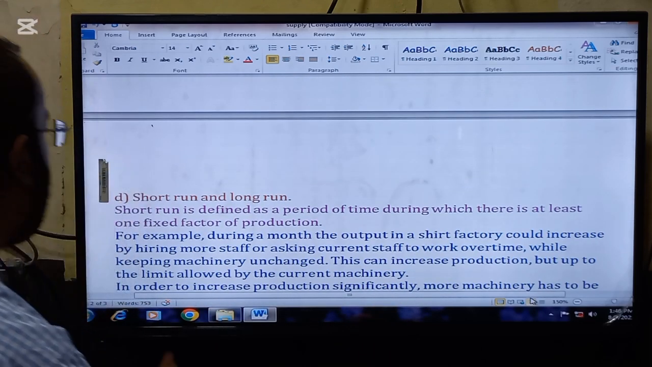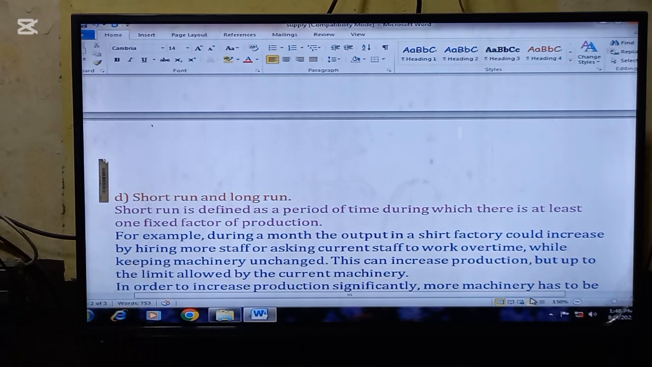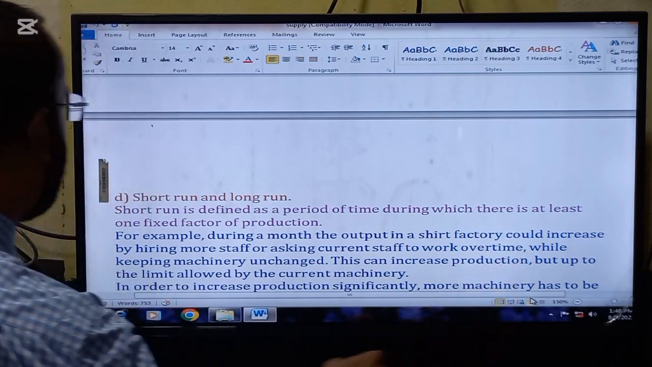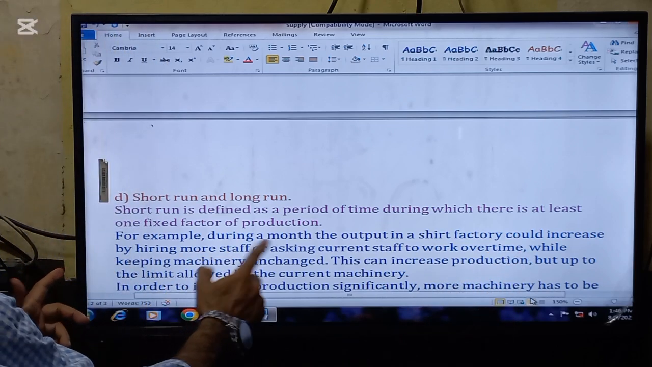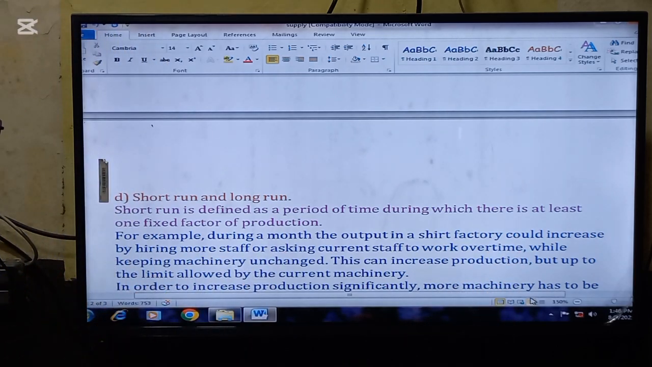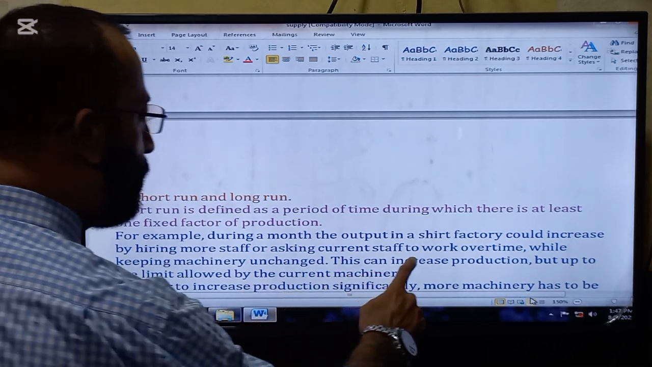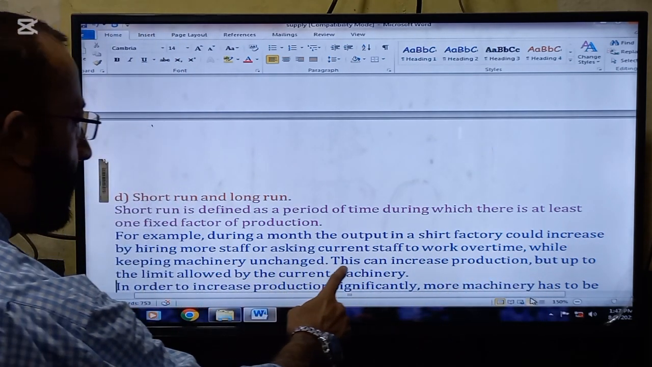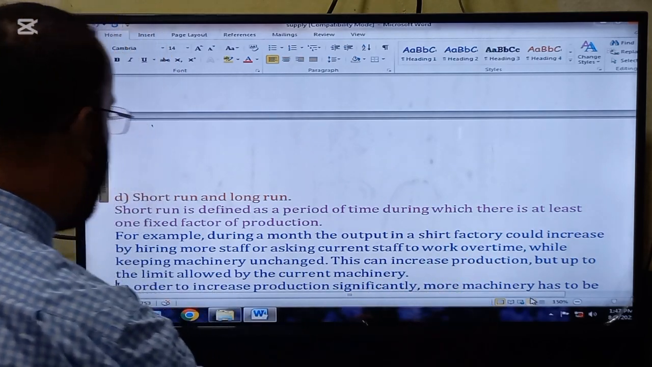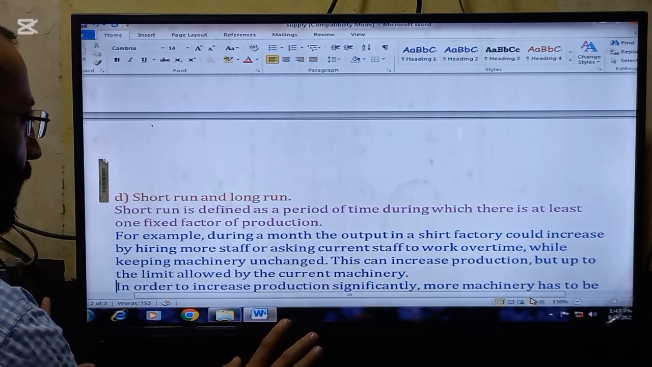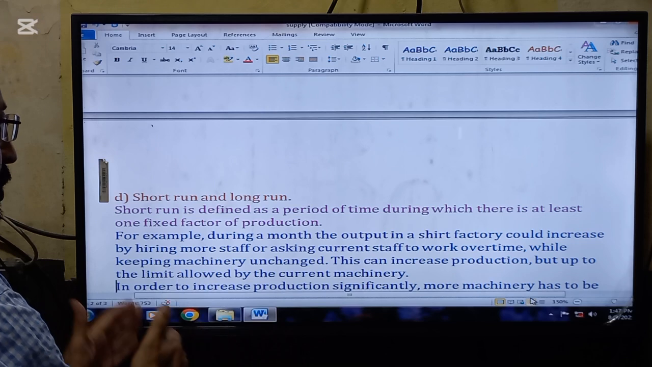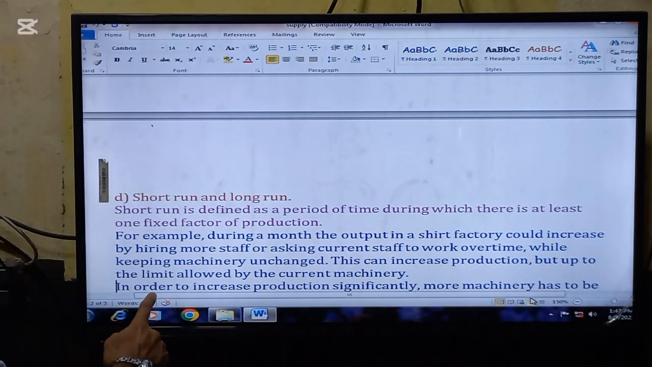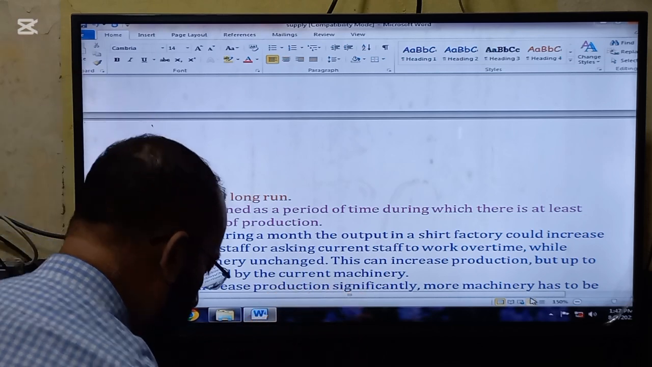The next factor that we are going to read is the short run and long run. Short run is defined as the period of time during which there is at least one fixed factor of production. For example, during a month, the output in a shirt factory could increase by hiring more staff or asking current staff to work overtime while keeping machinery unchanged. So this is a short run phenomenon. This can increase production, but up to a limit allowed by the current machinery.